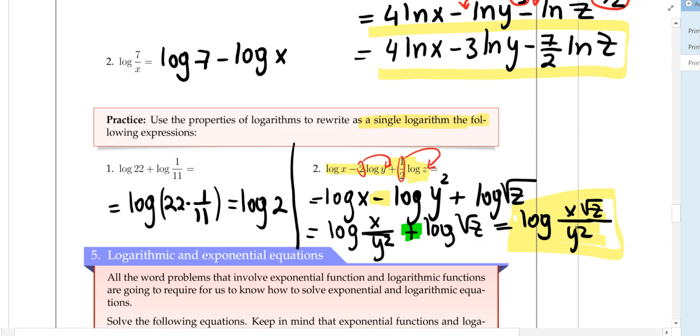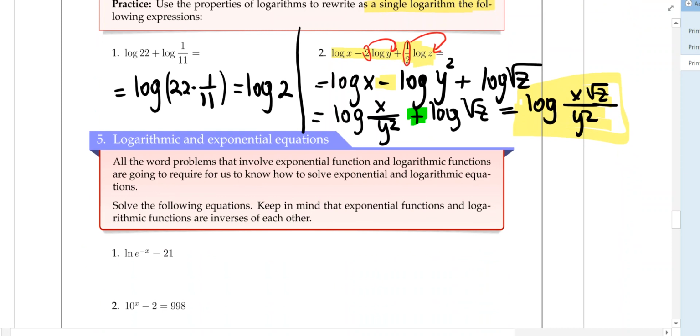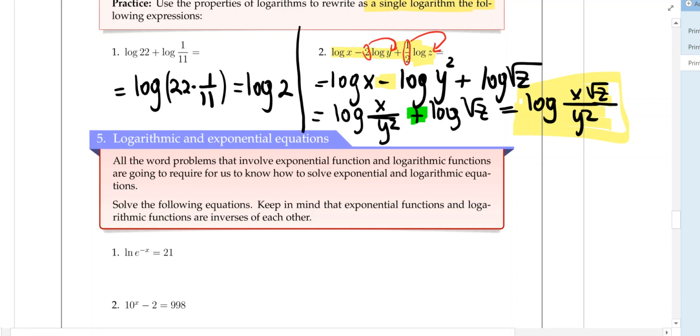All right, so all the word problems that we're going to deal with are going to ask us to solve for something. So we better get good at solving log equations and exponential equations, and then when we have the word problems, we're going to have a good time solving those, because we know how to solve equations, so we're going to apply them to word problems.